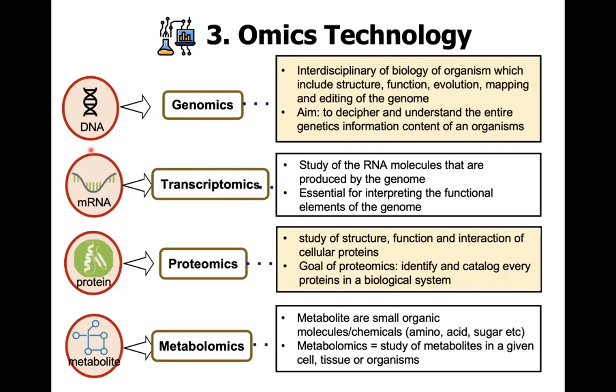Okay, genomic is for DNA. It is to understand the entire genetic information content of an organism. So that's why scientists study genomics at DNA level. Kalau dekat mRNA level, it is called transcriptomic. Selalunya siapa yang buat transcriptomic, macam saya buat transcriptomic untuk my PhD, I deal with expression. So, it is the study of RNA molecules that are produced by the genome. It is essential for interpreting the functional elements of the genome.